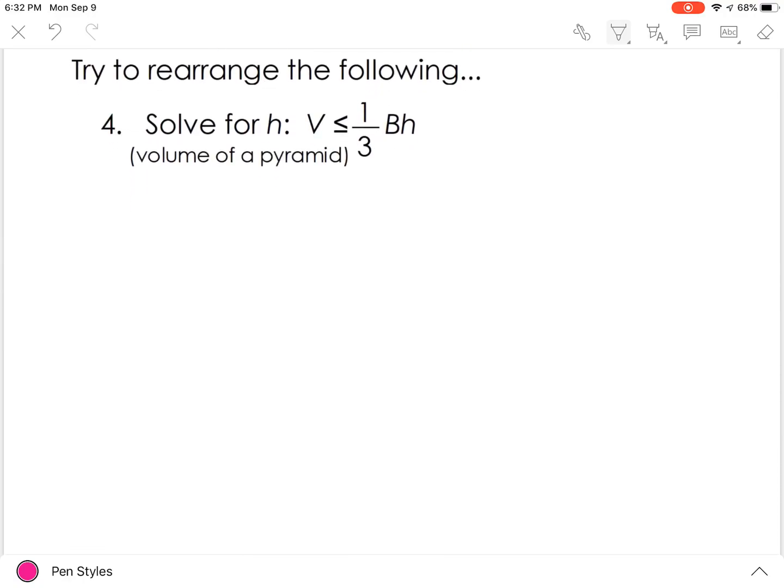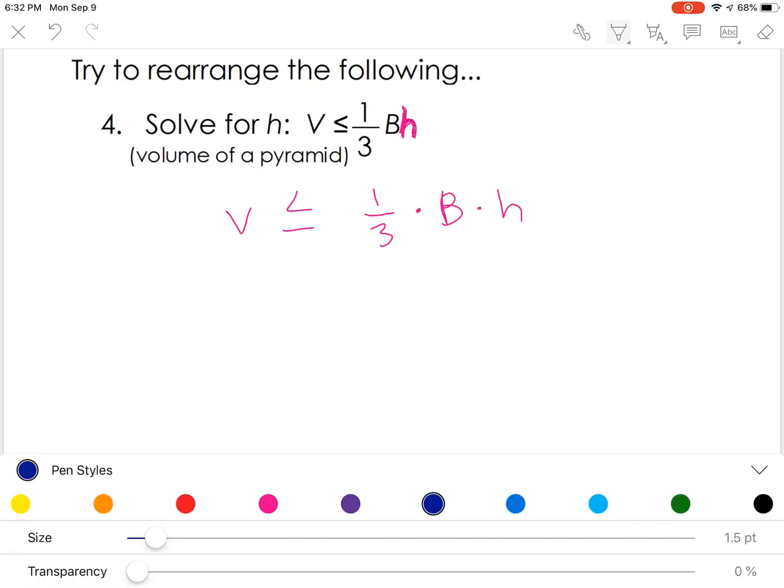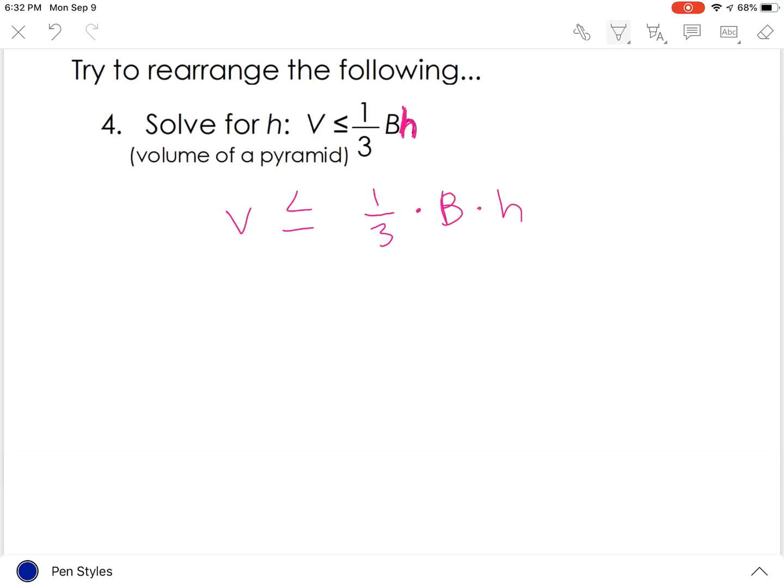Couple more. Number 4, again, a good idea to pause and see if you can figure this out for yourself. We want to solve for h. We have v is less than or equal to 1/3 times b times h. What do we have to multiply 1/3 by in order to make it 1? We'd have to multiply it by 3. So I'm going to multiply by 3 on both sides. 3v is less than or equal to, this just becomes 1.